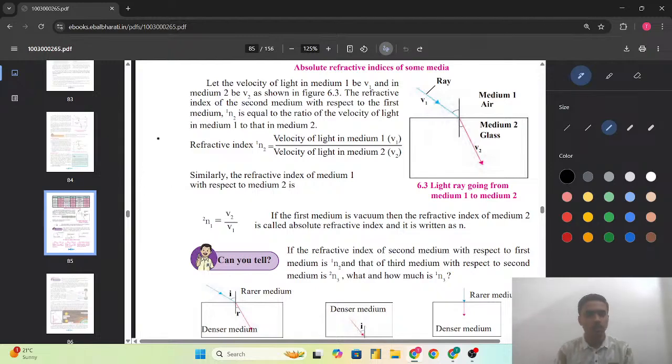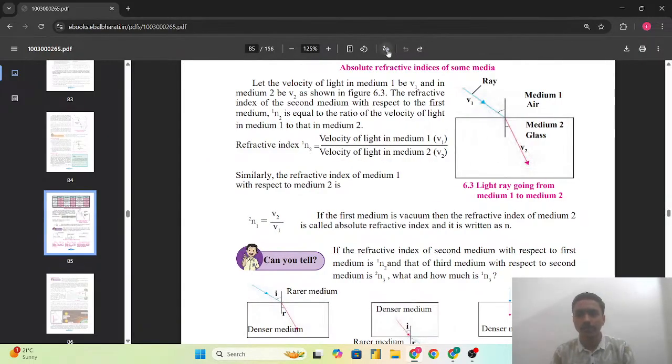Keep in mind the notation as it is important. The refractive index of the second medium with respect to the first medium is equal to the ratio of the velocity of the light in medium 1 to that in medium 2. Meaning the refractive index of the second medium with respect to the first is the velocity of the light in medium 1, v1, over the velocity of the light in medium 2, v2. There is a simple trick to remember this formula.